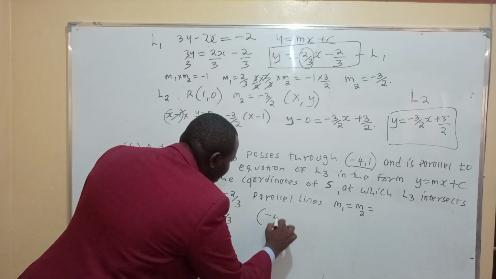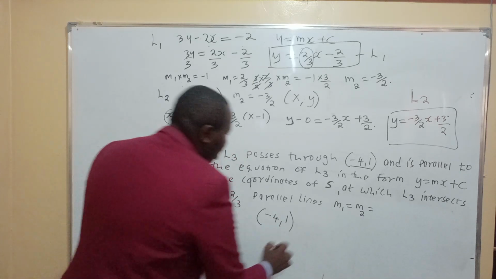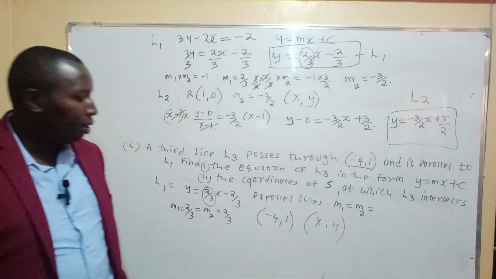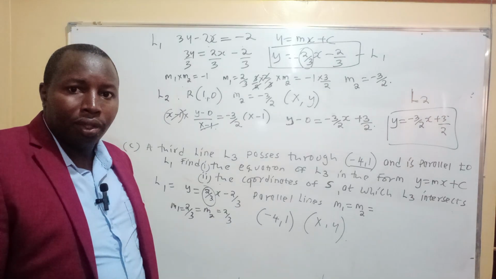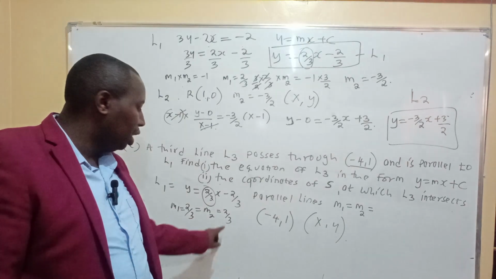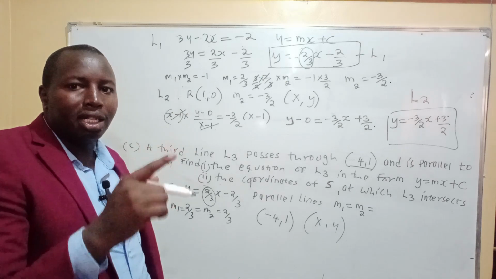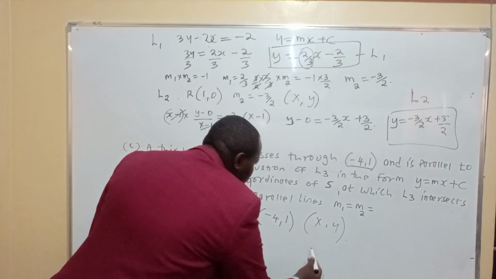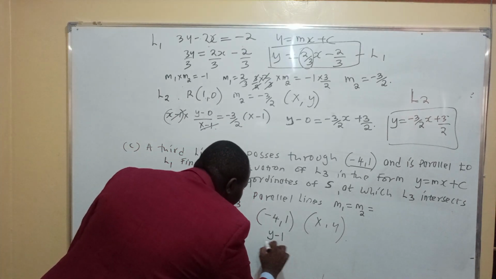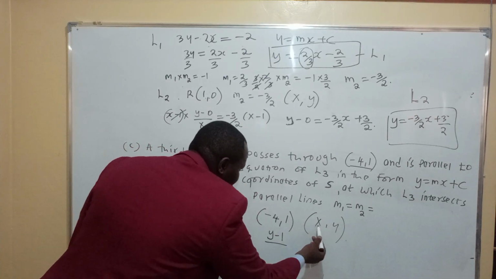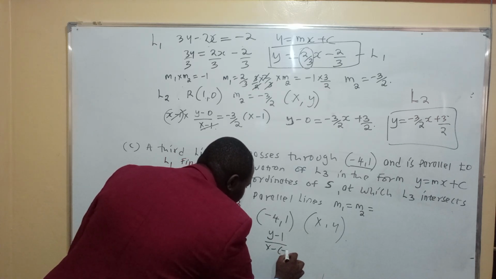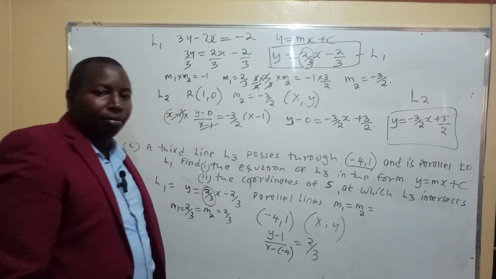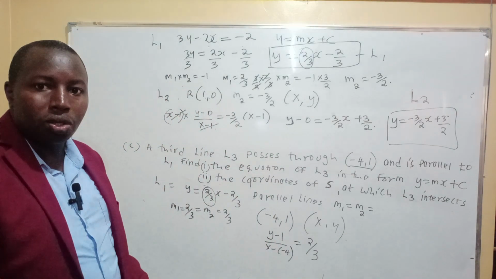Then take the point given, (-4, 1), and take an arbitrary point (x, y) on that straight line to find the equation. The gradient is 2 over 3, because it's the gradient of L1, it is also the gradient of L3. So our L3 will be y minus 1 over x minus (-4) is equal to 2 over 3.